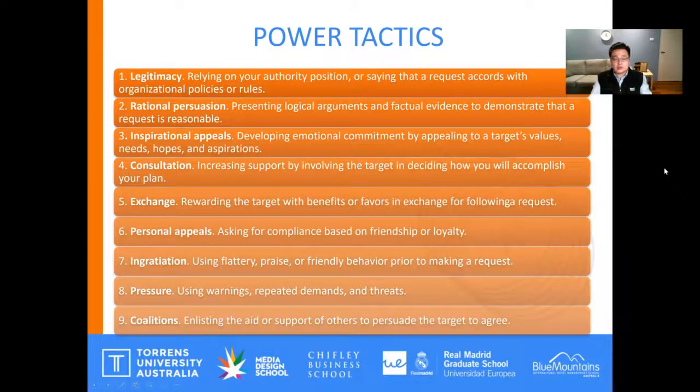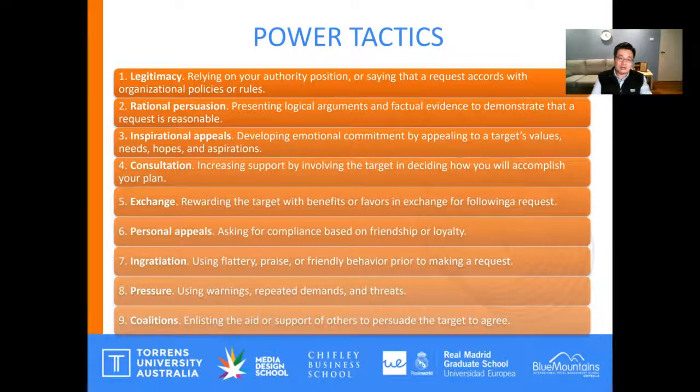Now we talk about how a manager should use the power tactics. First of all, managers normally have legitimate power. Legitimacy relies on your authority position. If you are appointed as a manager or team leader of an organization, you will definitely have this kind of legitimate power. Sometimes legitimate power is according to the organizational policies or rules as well. So if the organization says anyone in the organization has the power to stop crime, then the people who stop crime refer to the legitimate power.